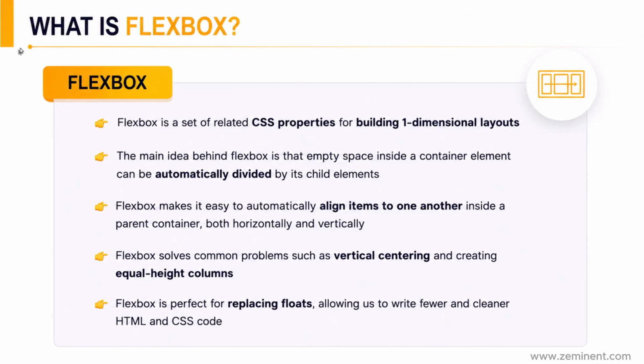Flexbox therefore solves several common CSS problems, including vertical centering, equal height columns, distributing available space, aligning elements inside containers, and creating one-dimensional layouts. Before Flexbox, many of these tasks were much harder to implement. Flexbox also provides a modern alternative to the old school techniques of using floats for layouts. As a result, we can often write cleaner and more maintainable HTML and CSS.